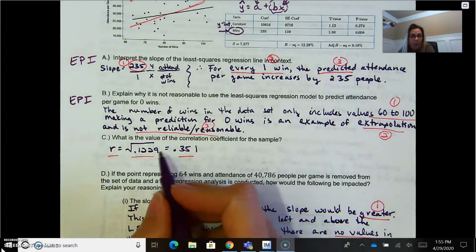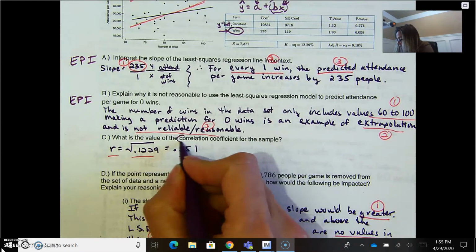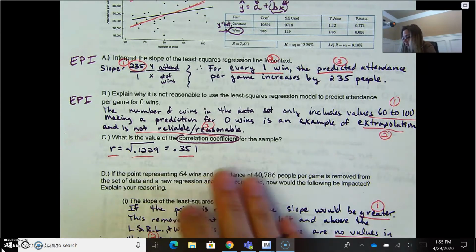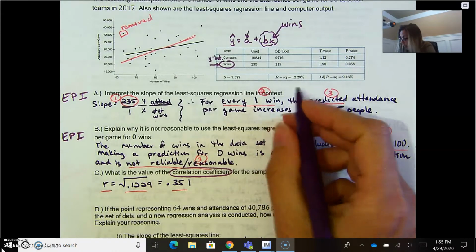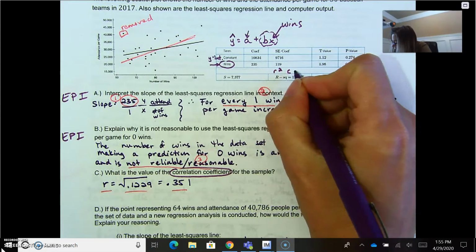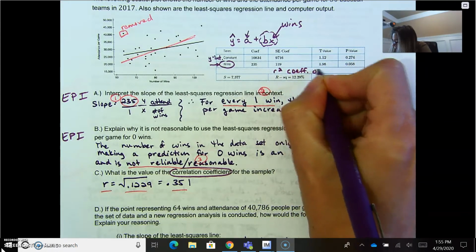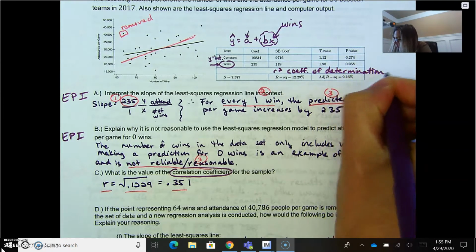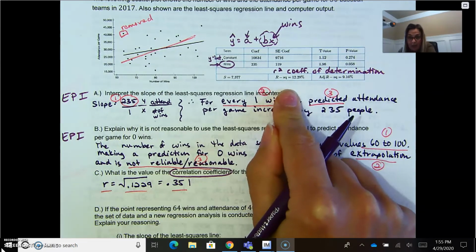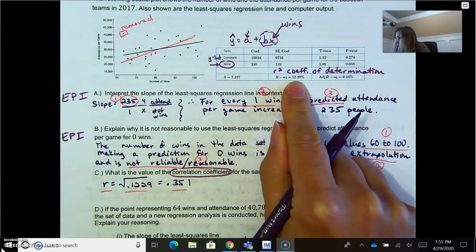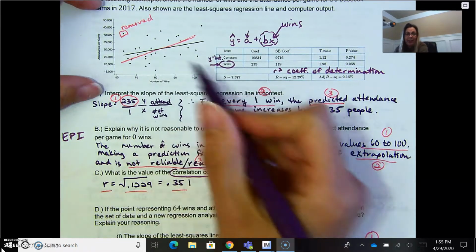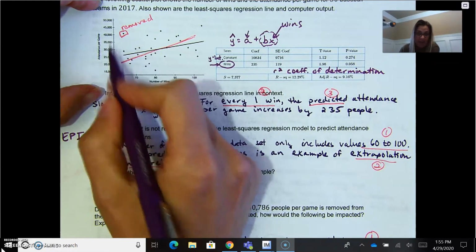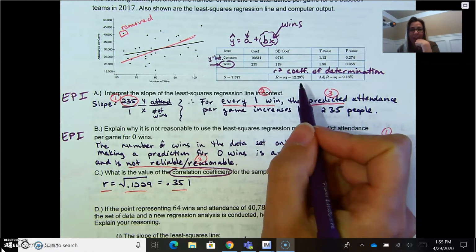All right, for this one, what is the value of the correlation coefficient? You gotta know your vocab. Correlation coefficient is R. All right, so in the printout, they give you R squared. R squared, by the way, that's called the coefficient of determination. R squared determines the percent that can be explained. So we can explain 12.29%. Remember, we don't talk about our X's. We can explain 12.29% of the attendance. All right, that's not a whole lot with this model when you think about it.